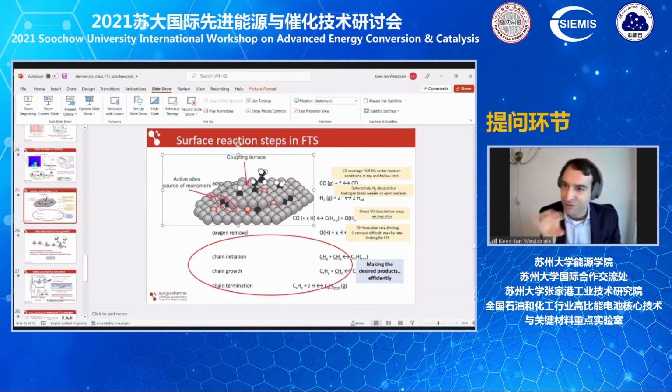All of these reactions of the hydrocarbons take place on the terraces, on the flat part. So you need the flat part to grow the chain, but you need the step sites to make the C1 species, to dissociate your CO. So you need to have both of them together. And this is why you have this island where you have the terraces where the chains grow, but the monomers come from the sides, from the edges of the terrace.